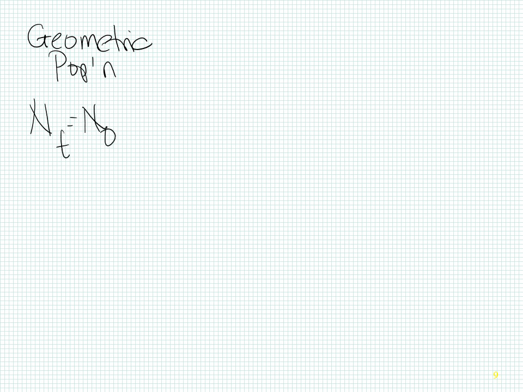We were talking about geometric population growth, so let me just write that here. And we had the equation: the number at a given time equals the number we started with, the initial population, times lambda, that is raised to the power of t, the time steps.